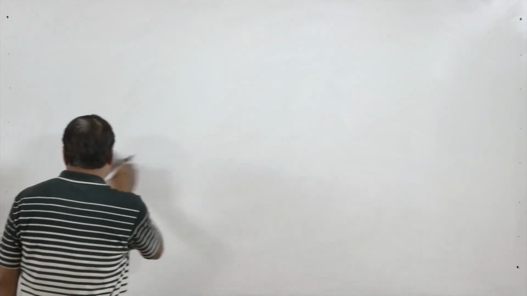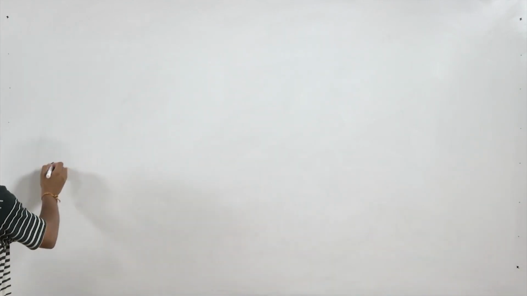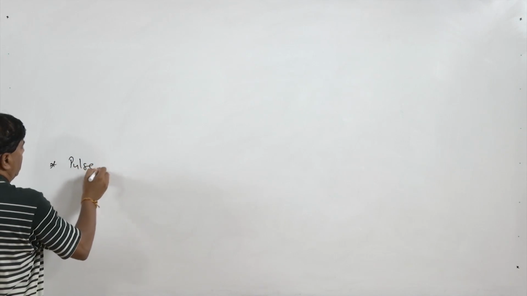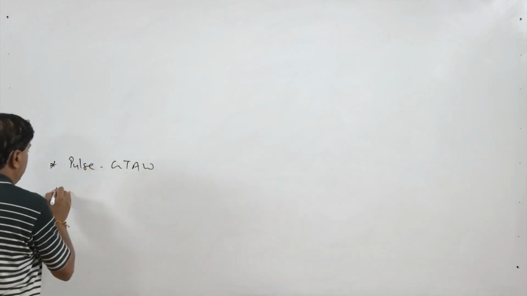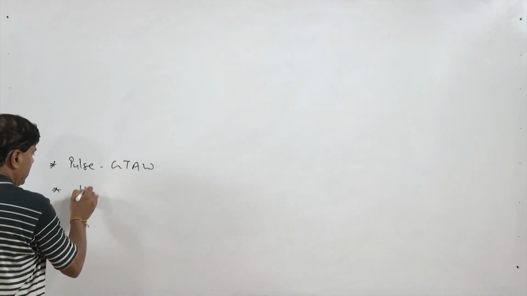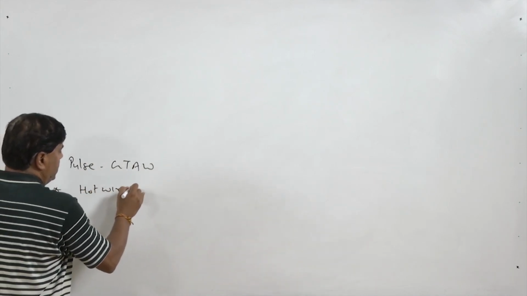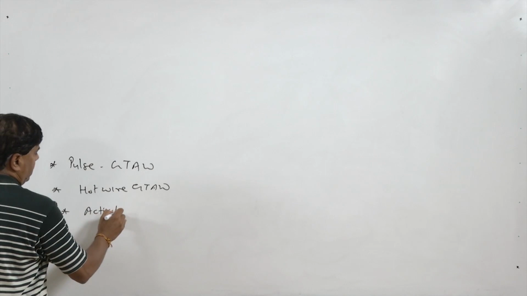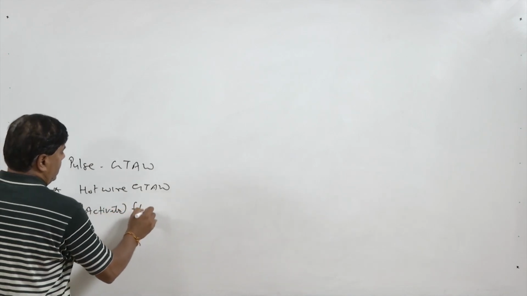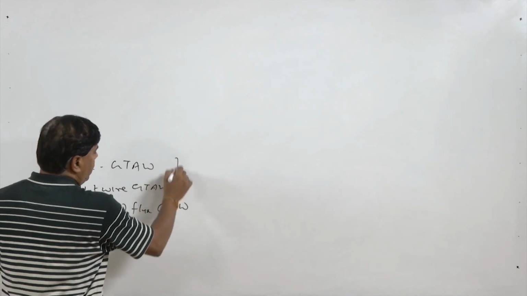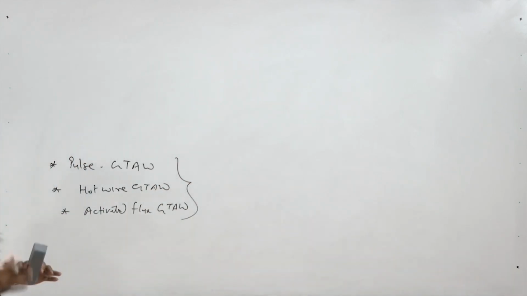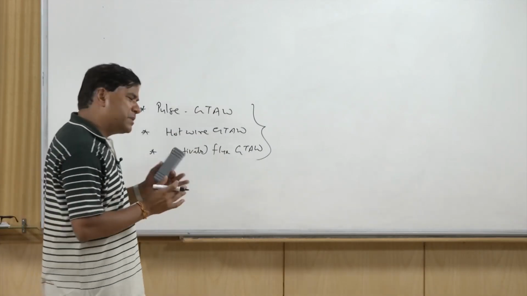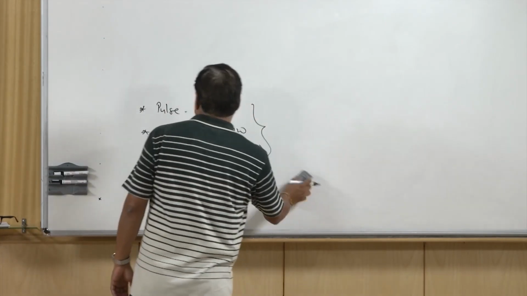So, I will talk about the three variants of this process. One is pulse GTAW, another is hot wire GTAW, and the third is activated flux GTAW. I will talk about the basic principle of these three processes, and we will try to see how these work in reducing the negative sides of the conventional arc welding processes.